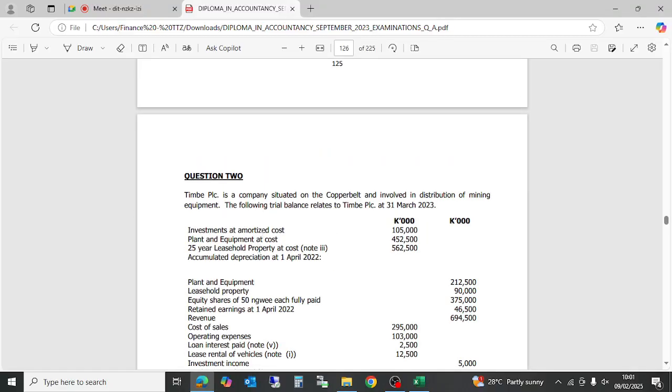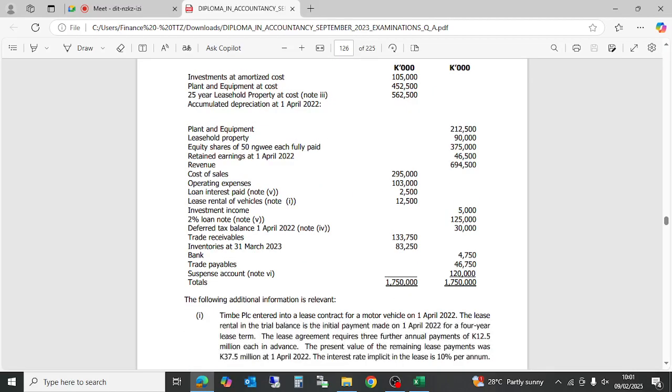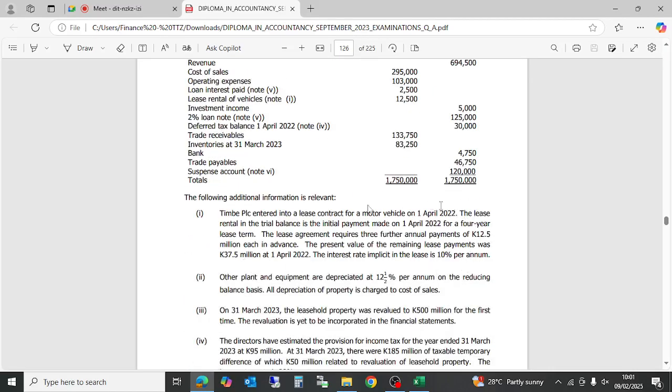This is a ZICA past paper, by the way. They've given us a trial balance, and the first additional information is on leases. So we'll solve this one and connect it to the explanation that we've given you on leases. Hopefully it will be easier to understand.